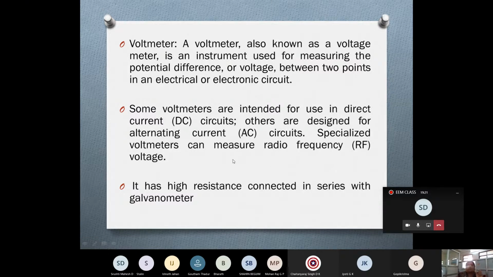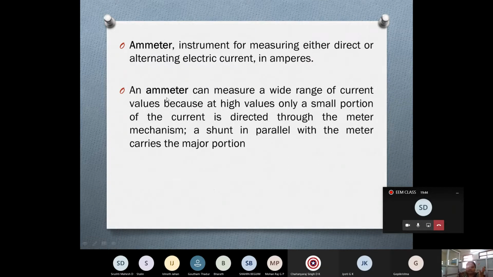Specialized voltmeters can measure a radio frequency RF voltage also. That's what, when comparing with the ammeter, is the specialty of our voltmeters. We can measure the RF also. And a voltmeter has a high resistance connected in series with the galvanometer. Here the resistance is connected in series, but for the ammeter, it is a shunt, in parallel connection. Okay, we will see how it works.